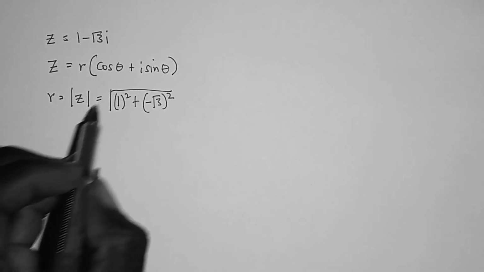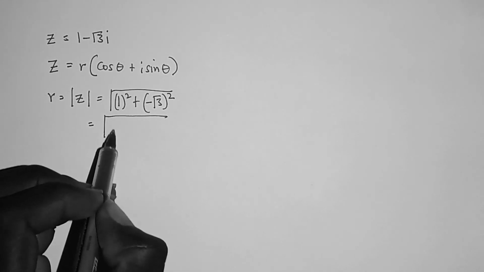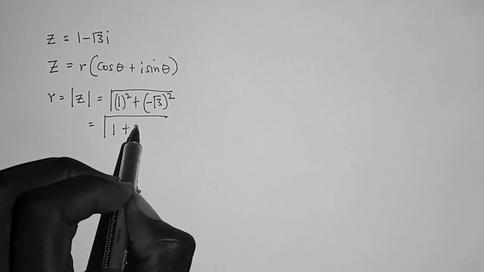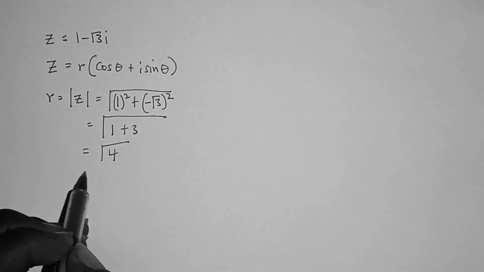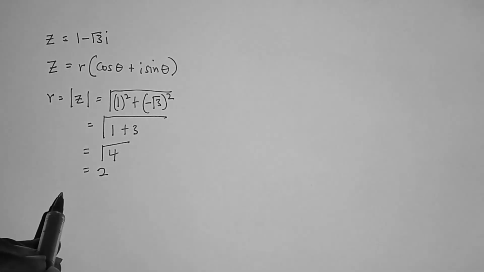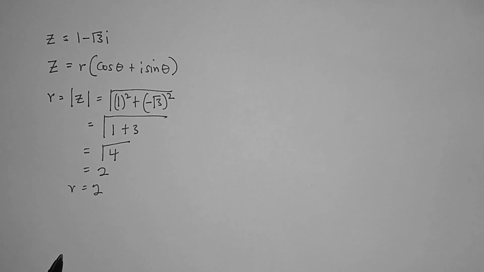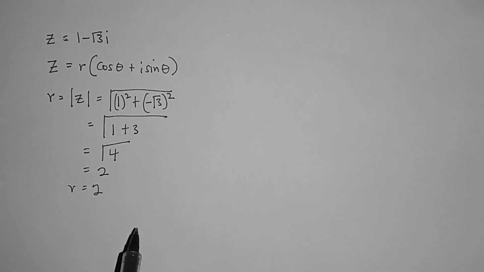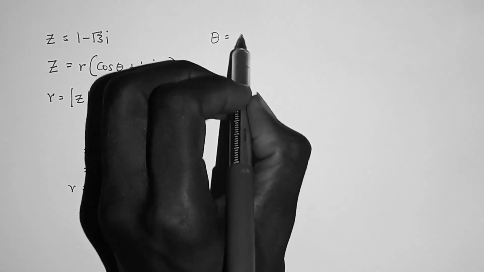And this is equal to the square root of 1 squared, which is 1, plus minus root 3 squared, which is 3. Therefore, this is equal to the square root of 4, and the square root of 4 is 2. Therefore, r is equal to 2. Having found the value of r, let's proceed to find theta. Theta is equal to the argument of z.